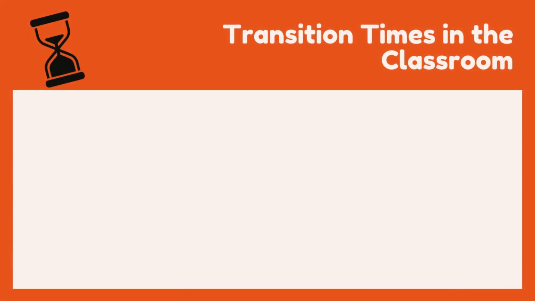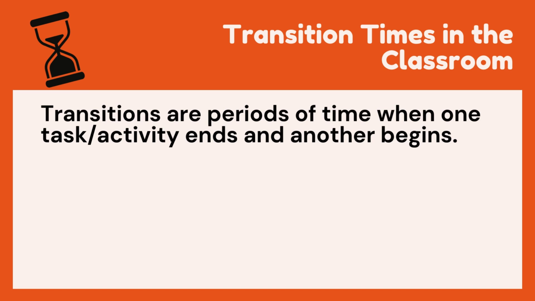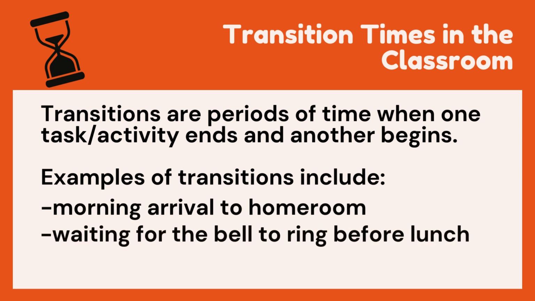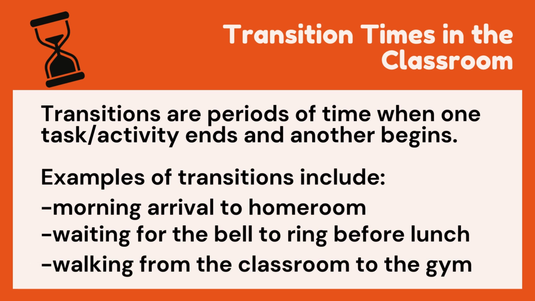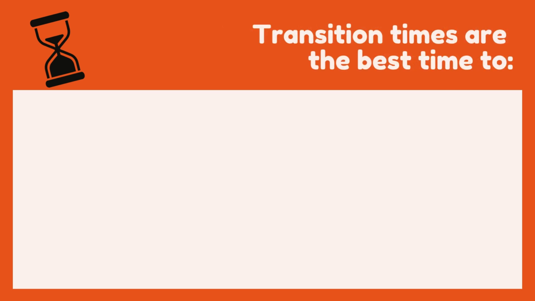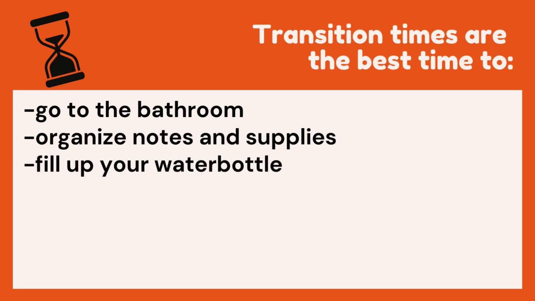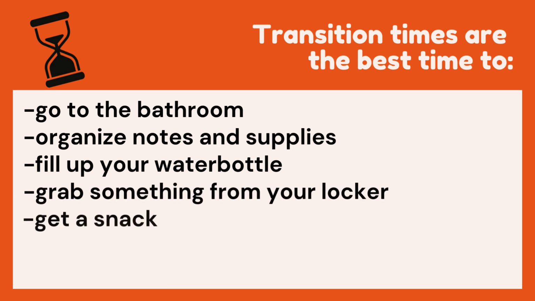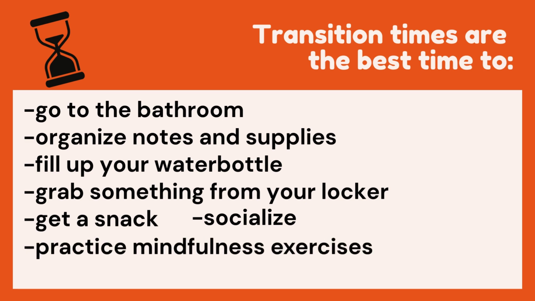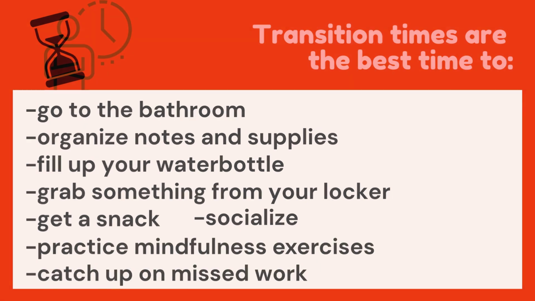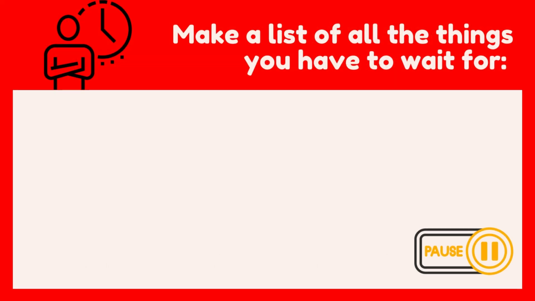Transition times in the classroom. Transitions are periods of time when one task or activity ends and another begins. Examples of transitions include morning arrival to homeroom, waiting for the bell to ring before lunch, walking from the classroom to the gym. Transition times are the best time to go to the bathroom, organize notes and supplies, fill up your water bottle, grab something from your locker, get a snack, socialize, practice mindfulness exercises, and catch up on missed work. Make a list of all the things you have to wait for when at school.